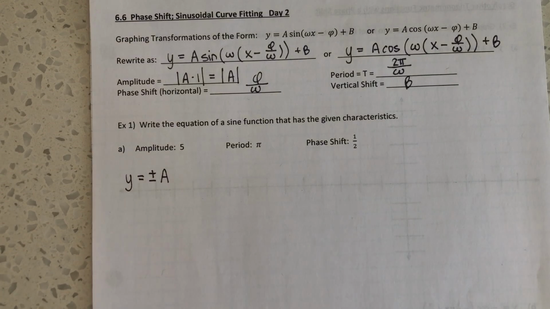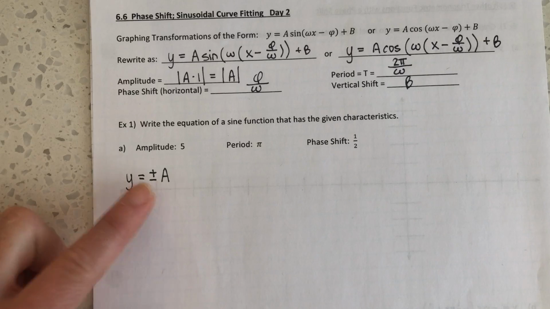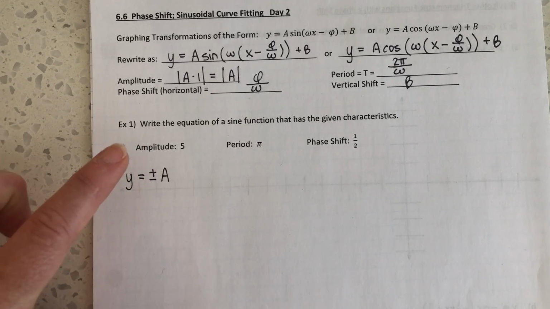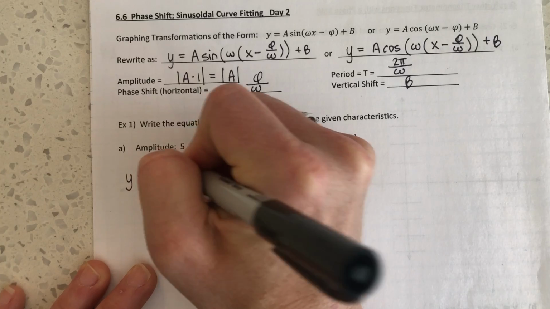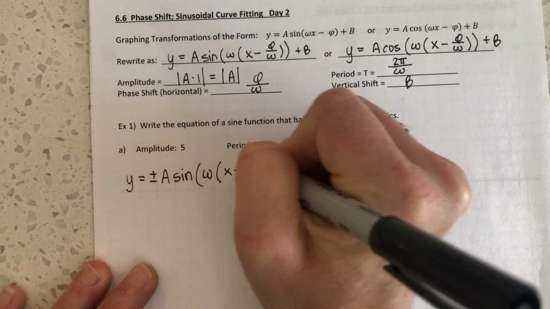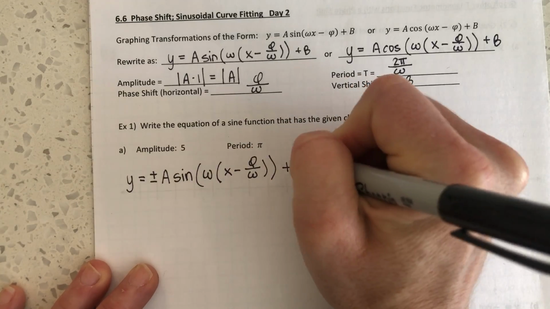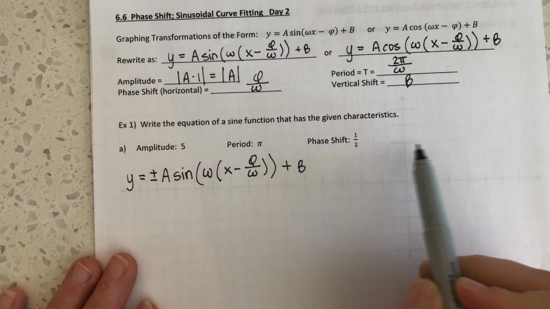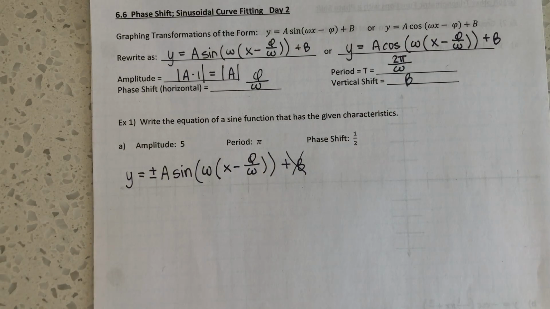It could have been 5 or -5. So you want to keep in mind that there really are 2 possible equations that could have had an amplitude of 5, okay? All right, so then times the sine of omega times x minus phi over omega, and then plus b. But because this one doesn't talk about a vertical shift, I don't have to worry about the plus b part, okay?